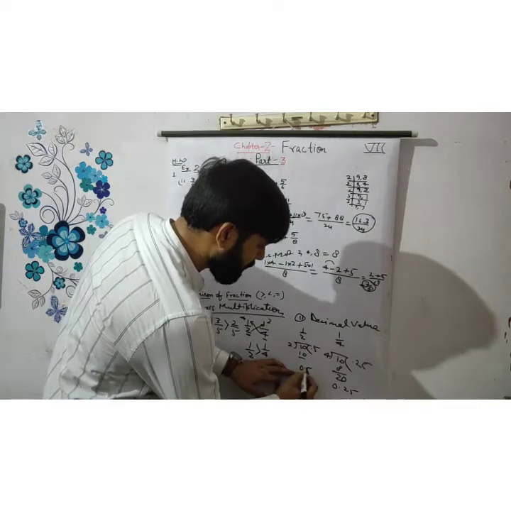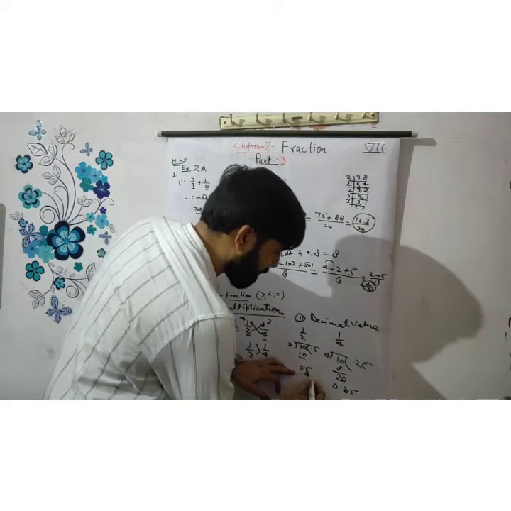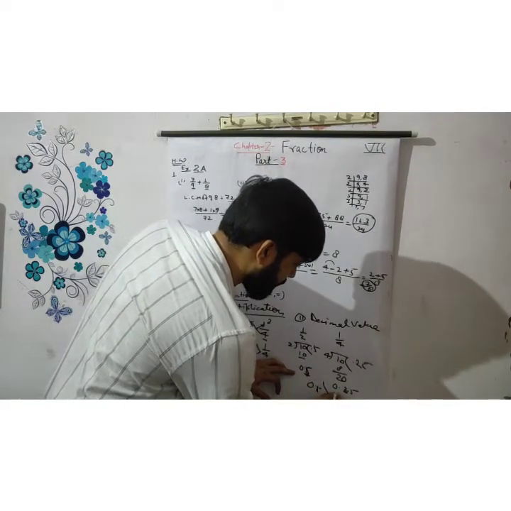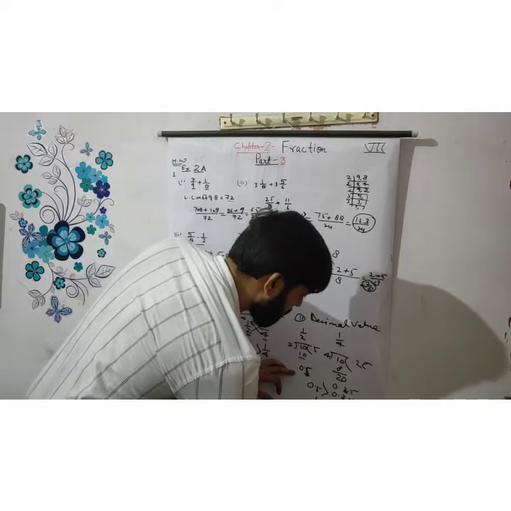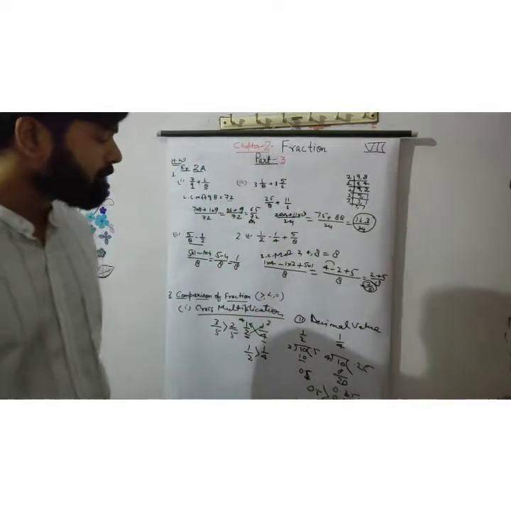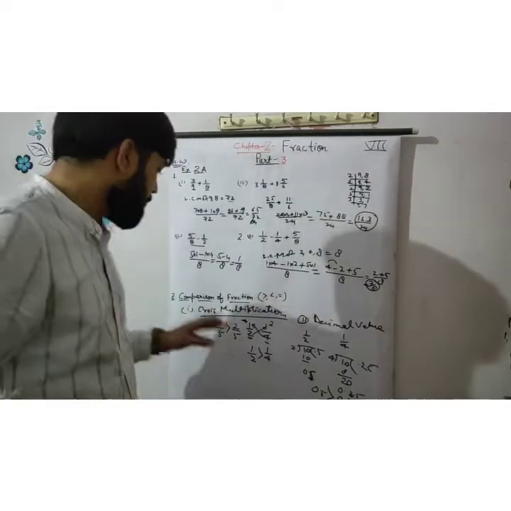Compare these two values. The first digit is 5 and the first digit is 2. Which one is greater? 5. So 0.5 is greater than 0.25. It means 1 upon 2 is greater than 1 upon 4. So this is all about the comparison of fractions.